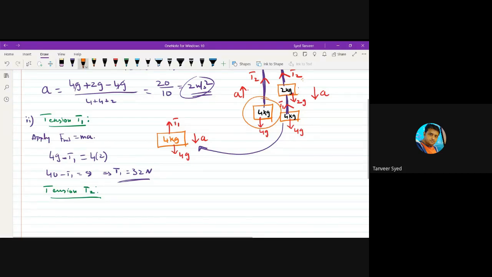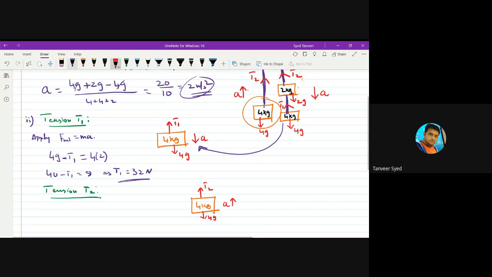What do you get? What are the forces? Its weight 4G acting downward. Tension T2 acting upward. Acceleration a, up or down? Upward or downward? Is this left side 4 kg block moving upward or downward? Upward, sir. It is moving upward.